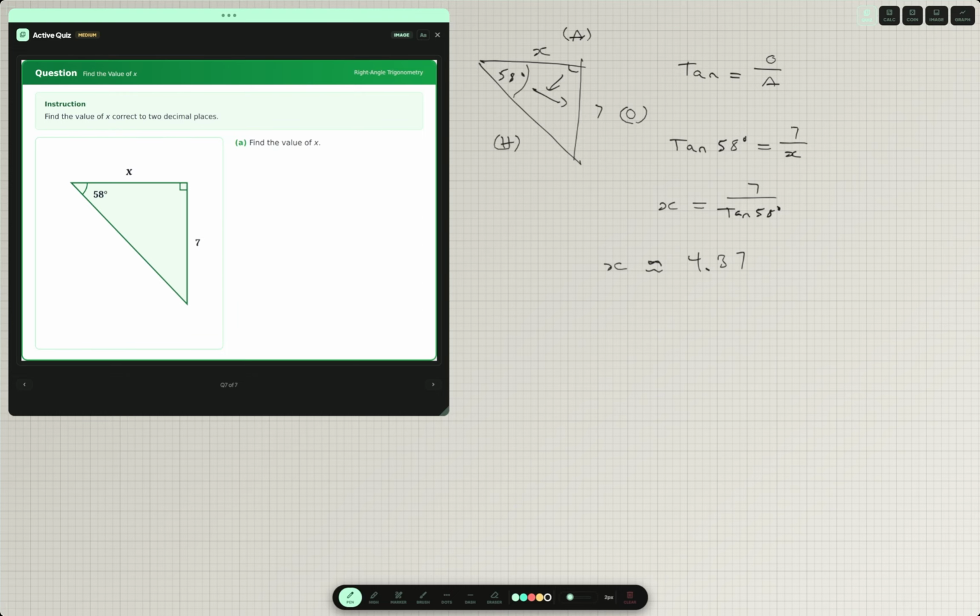Okay, none of these had any units, but if they had units, they would have given them to you and you would write something like centimeters or millimeters or whatever.